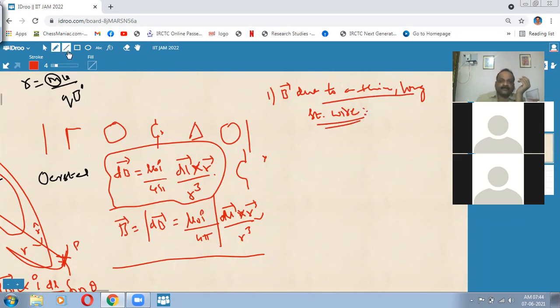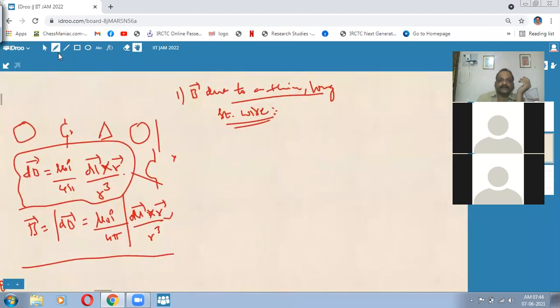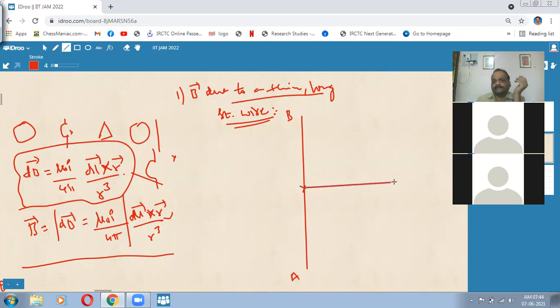So consider a straight wire like this, say from point A to point B. This is at a perpendicular distance, at a point P. What is the magnetic field if this wire carries a current I like this?